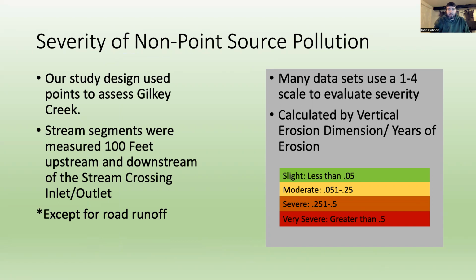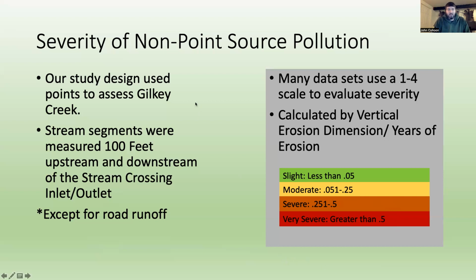And then if that value of height divided by years is less than 0.05, it's just slight erosion. Moderate is anything between 0.05 and 0.25. Severe is anything between 0.25 and 0.5. And then very severe is anything greater than that. So that's generally the way that number is calculated. Just so as we're going through, if anybody has any questions about that, that's how that works.